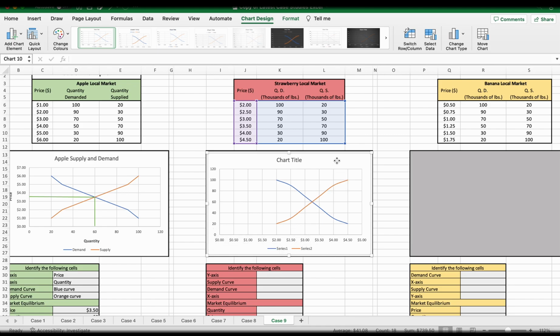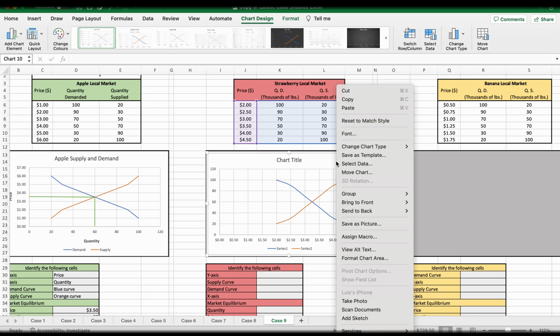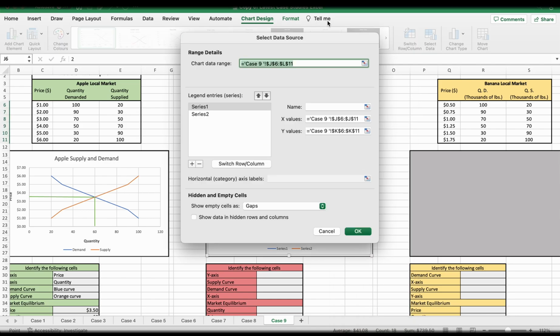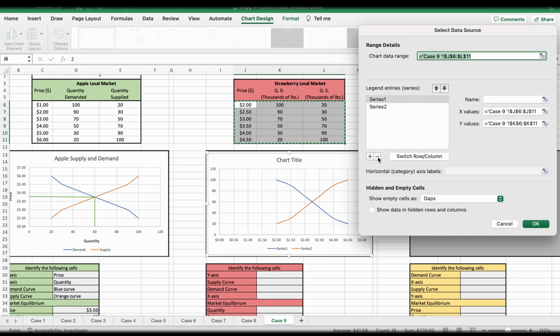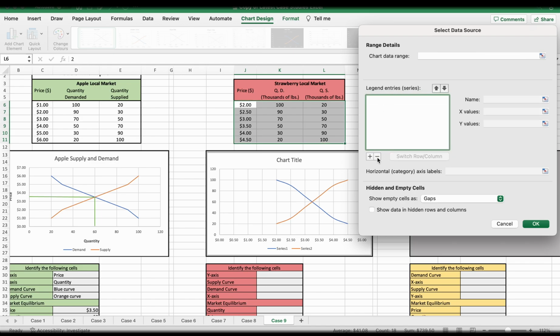This is wrong. So the solution here is that you're going to right click with your mouse on the graph. It's going to show you these options. Select data, and here is where we're going to generate our formula. The easiest thing is just to erase everything that you have already. So you can just hit the minus symbol and then start from the beginning.